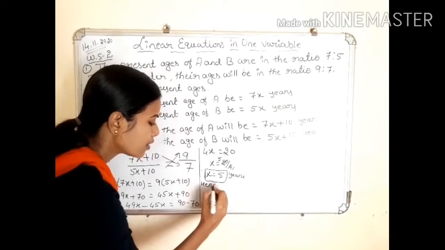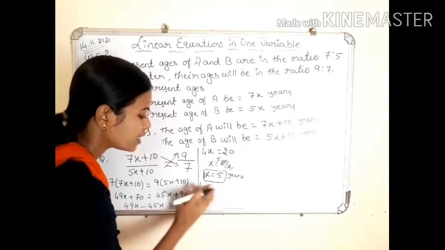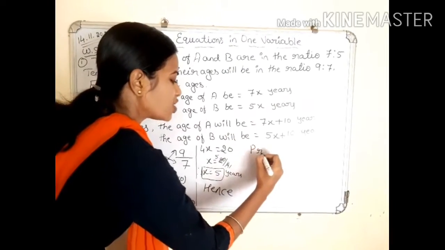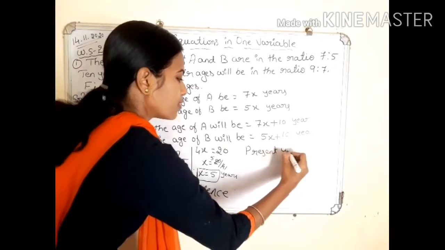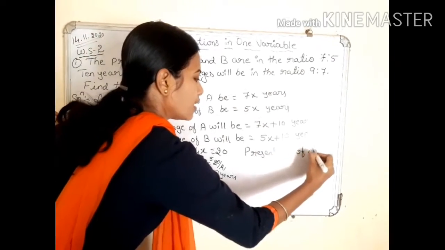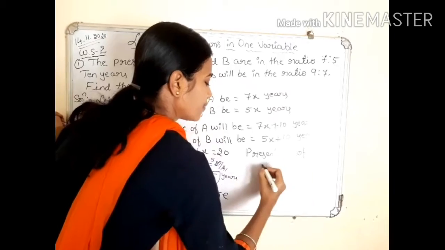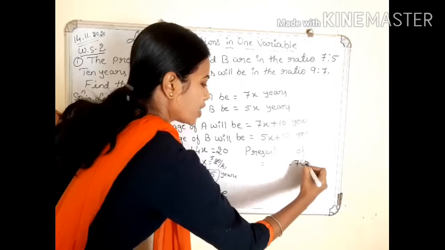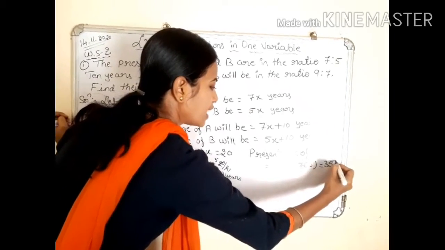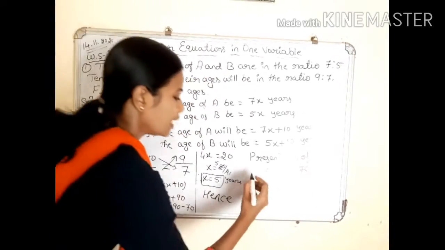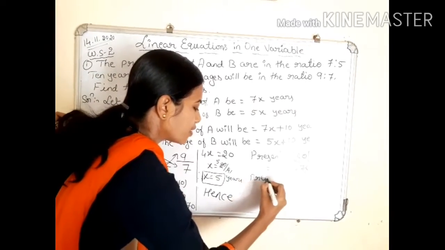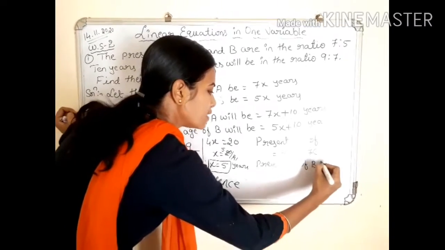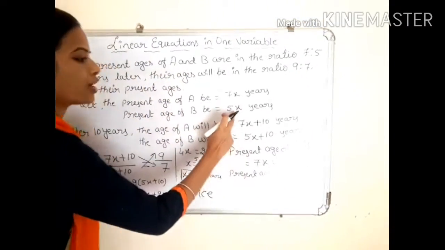Hence, the present age of A is 7x. The x value we got is 5. 7 fives are 35 years. Similarly, the present age of B is 5x.